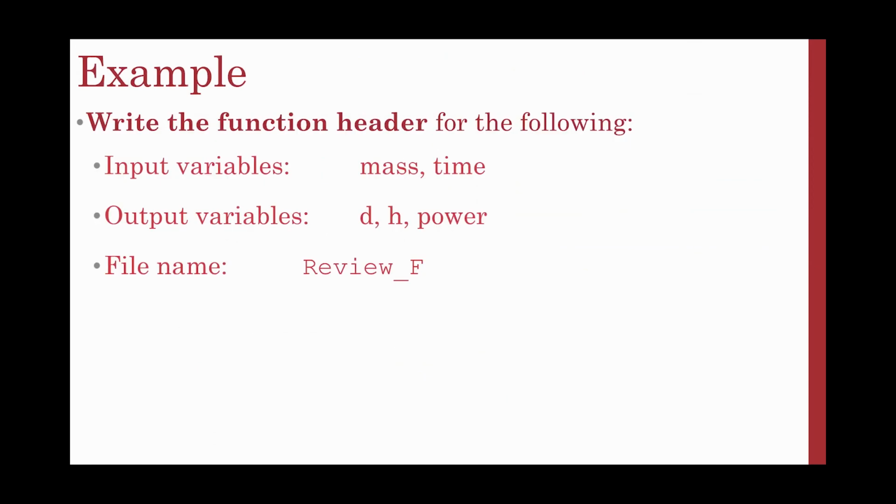All right, we want a quick example. We want to write a function header for the following. We want the input variables to be mass and time. We want the output variables to be d, h, and power. We want the file name to be called reviewf.